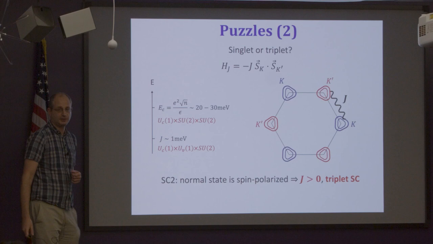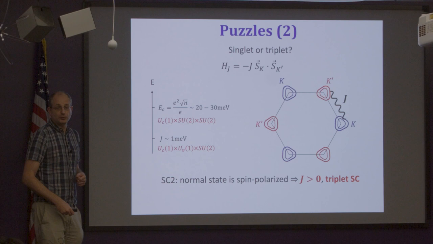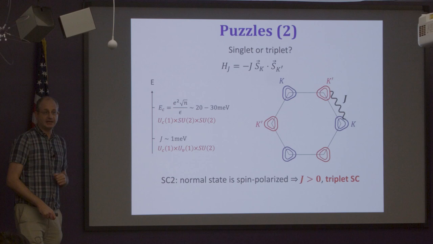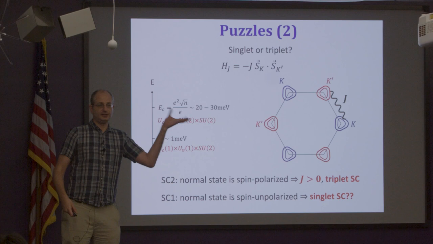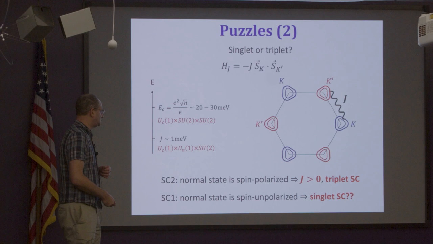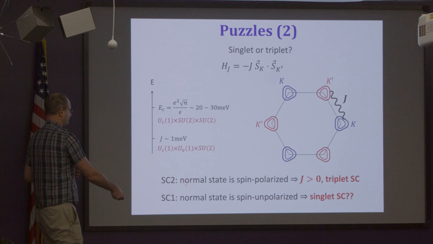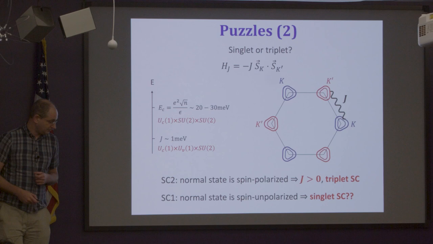And then once the normal state is fully spin polarized, of course, the superconducting state that would descend from that would be a triplet superconductor, because it's a fully spin polarized metallic ferromagnet, so there's only one spin flavor to pair at the Fermi level. However, SC1 is Pauli limited. So for SC1, the more robust superconductor in the phase diagram, the normal state is spin unpolarized, so it can choose to do whatever it wants. So it has a choice. If it wanted to be triplet, it would have been triplet, but it seems to be Pauli limited. So that is a singlet superconductor, which would seem to require that J should be negative. So that's the puzzle. We're scratching our heads a little bit.